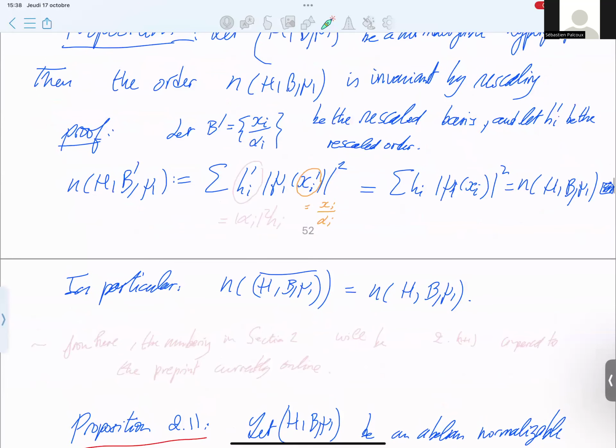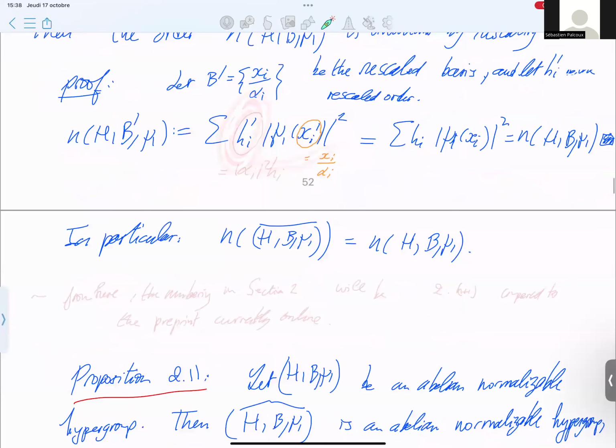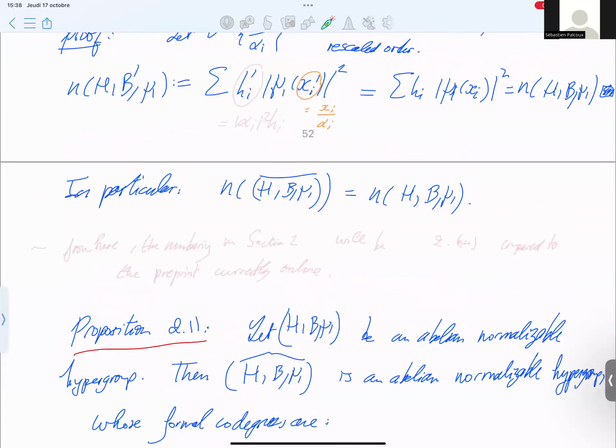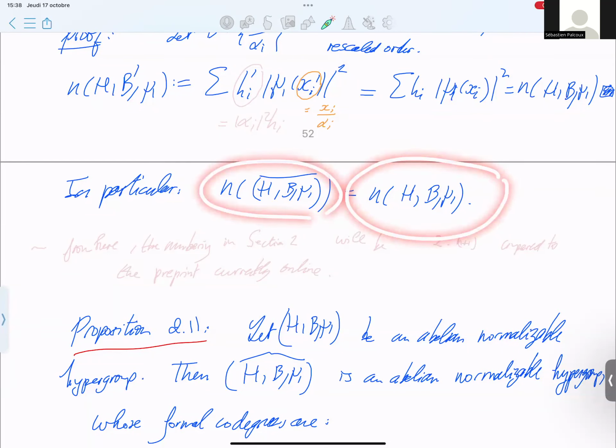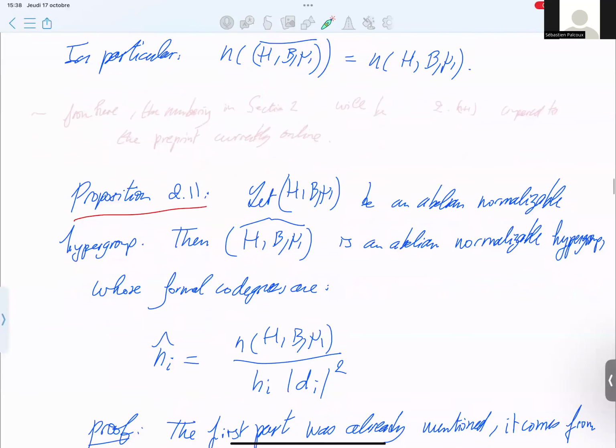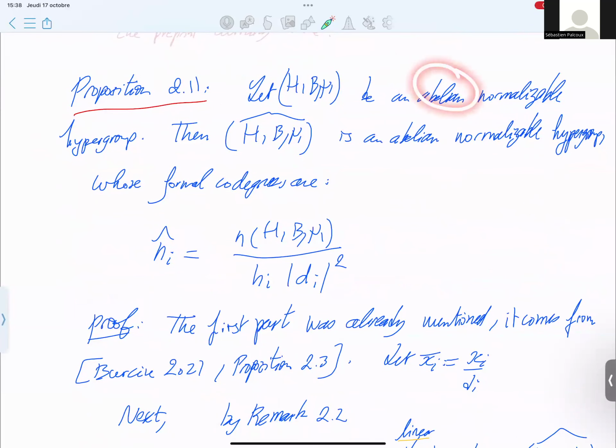Okay, so you rescale and you apply and you see it's working because if you rescale the basis, you also need to rescale this constant, and this will vanish. So it's okay. So in particular, the order of a normalizable hypergroup is equal to the order of its normalized version. The normalized version, you put another line like that. Okay, so now we come back to abelian case. Abelian normalizable hypergroup.